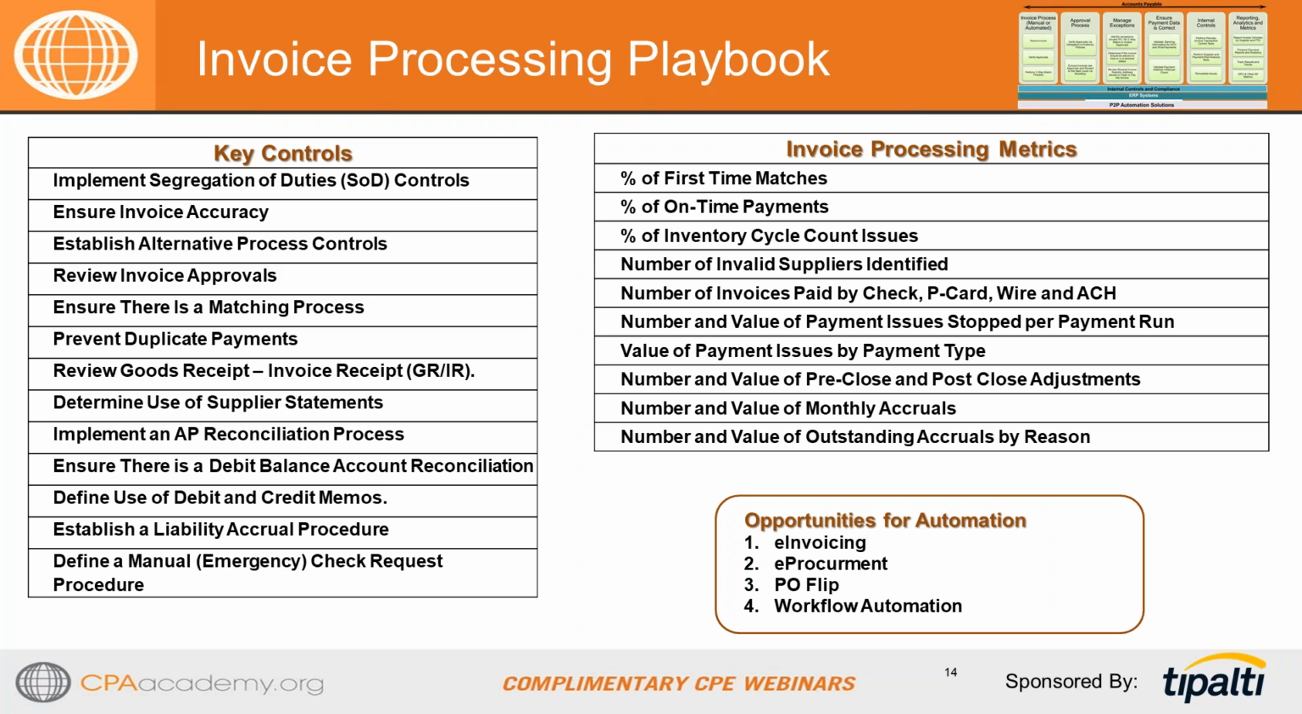All right, so what are the key controls? Segregation of duties is one, because remember that overarching case study we talked about, the same person should not set up a supplier, pay that supplier maybe with a phony invoice, and then cover their tracks with a journal entry. Look at accuracy, alternative process controls, which is any automated processes, review invoice approvals, make sure there's matching, prevent duplicate payments.